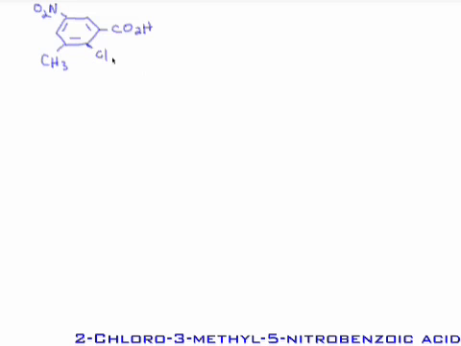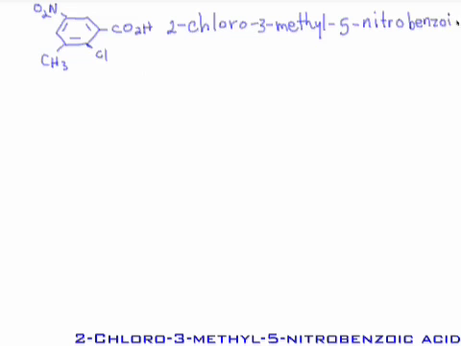And since I'm going to have a 2-chloro, 3-methyl, 5-nitro, and then a benzoic acid. Notice the CO2H is automatically number 1 if you use the term benzoic. You could not use ortho, meta, para in this. You would never say ortho, meta, meta substitution.